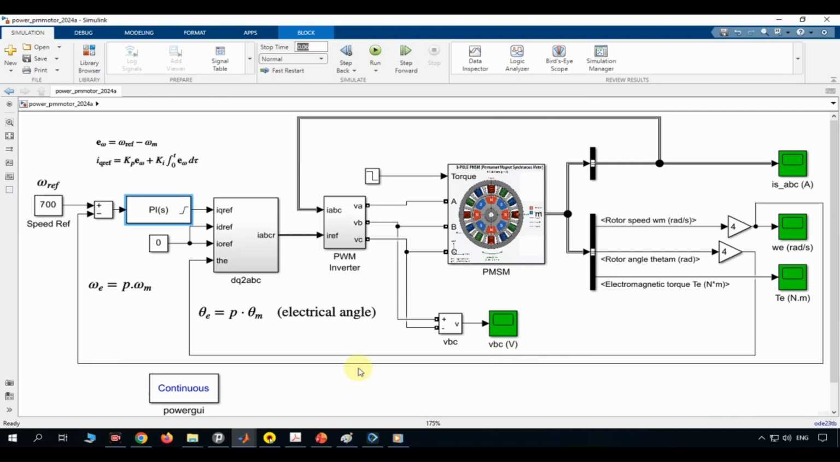That concludes our walkthrough of this PMSM vector control Simulink model.